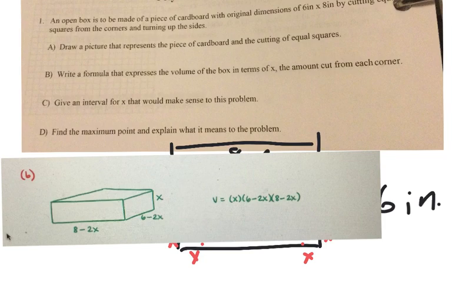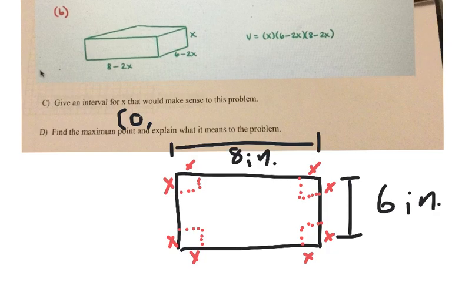Okay, C, find an interval for which x would make sense to the problem. Well, if I cut squares that are side length 0, that doesn't make sense. So it has to be a number bigger than 0, right? But then what's the biggest value that x could be? Again, if you think about it here, if I made x 3, well then this would be a 3-inch loss and a 3-inch loss, which means this side length would be 0 now. Well, I can't have a 0 side length or I wouldn't have a box. So the x value has to be smaller than 3. So bigger than 0, smaller than 3. So 0 is less than x is less than 3.